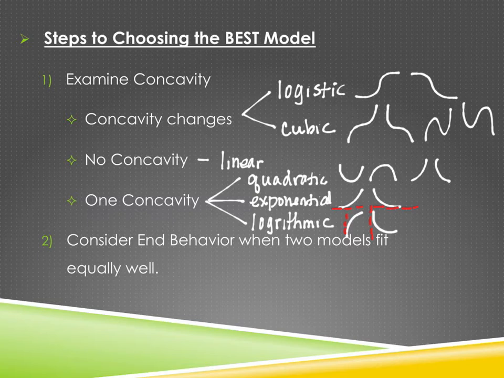Okay, so context and the end behavior is only considered after you have 2 equally good models. So if 2 equally good models both fit, then we will consider the end behavior. And that will lead us to decide what to do. So let's try that very fact. So we have a set of data.